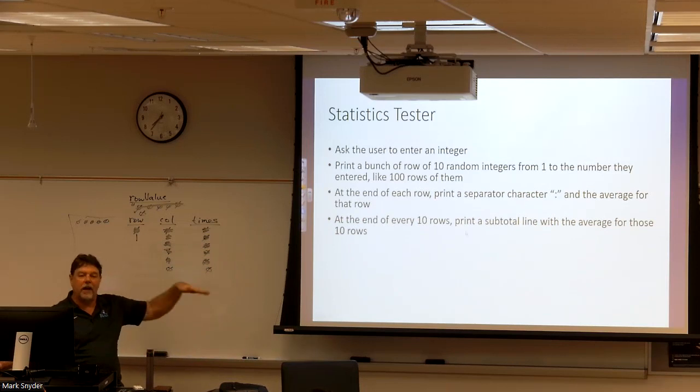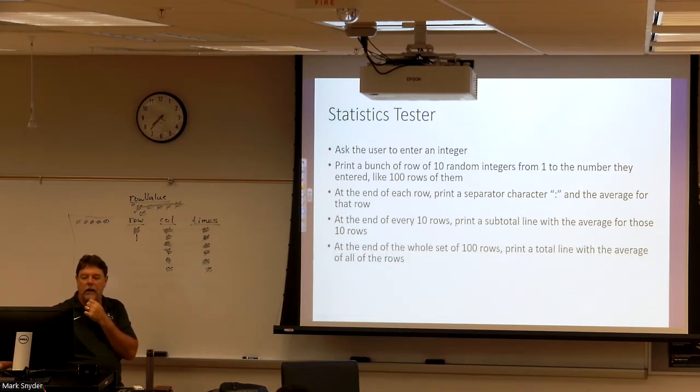At the end of every 10 rows, print a subtotal line. You remember what we called that at the beginning of the lecture? I mentioned that. What was the term? When I do something every so many rows, what is that? Control break. Yes. At the end of the whole set of all 100 rows, print a total line with the average of all the rows. What a pain.